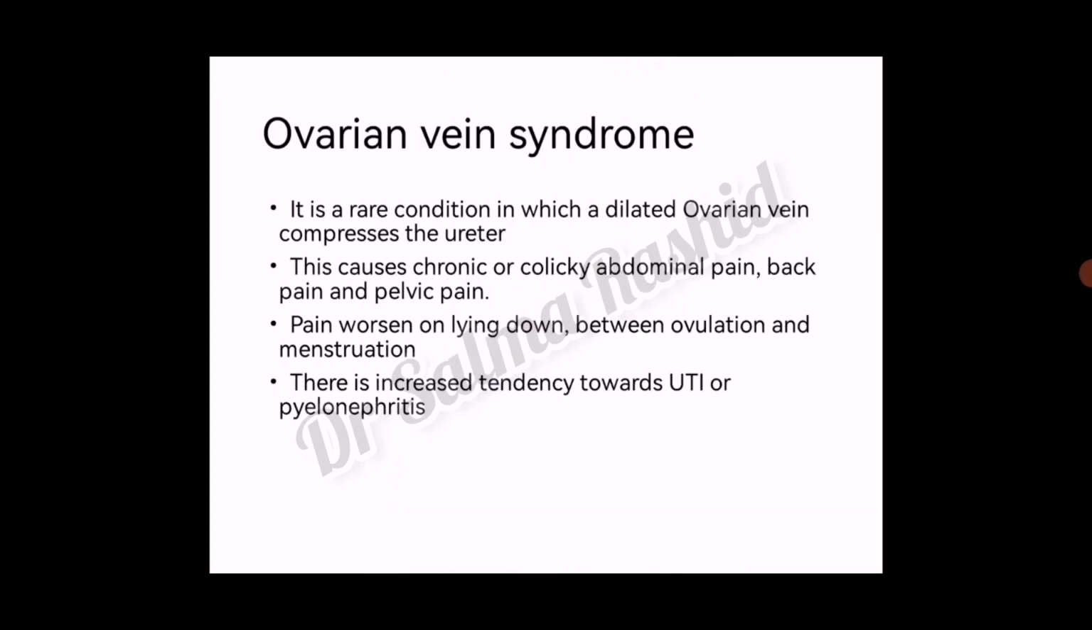Ovarian vein syndrome. It is a rare condition in which a dilated ovarian vein compresses the ureter. As mentioned previously, ovarian vein crosses anterior to the ureter. Okay, so the dilated ovarian vein compresses the ureter. This causes chronic or colicky abdominal pain, back pain and pelvic pain. Pain worsens on lying down between ovulation and menstruation. There is increased tendency towards UTI or pyelonephritis.